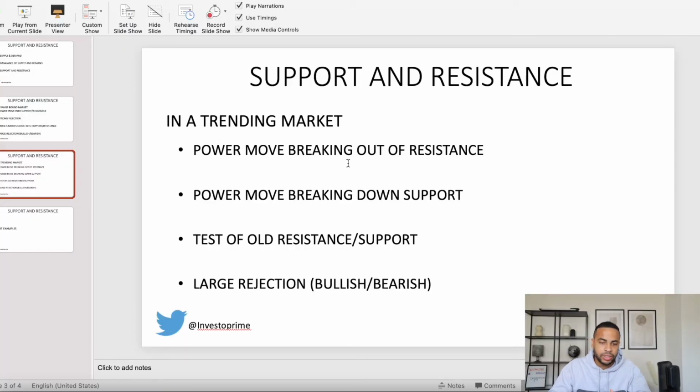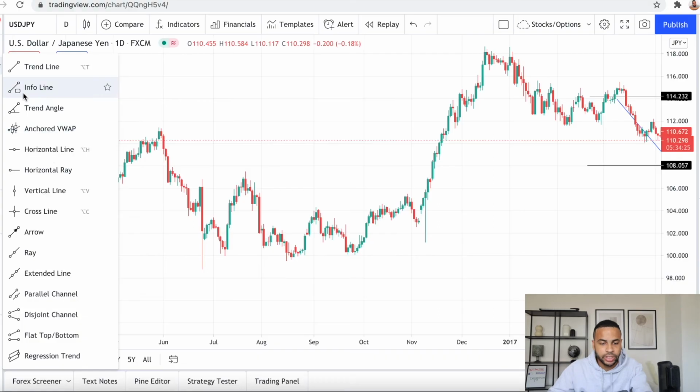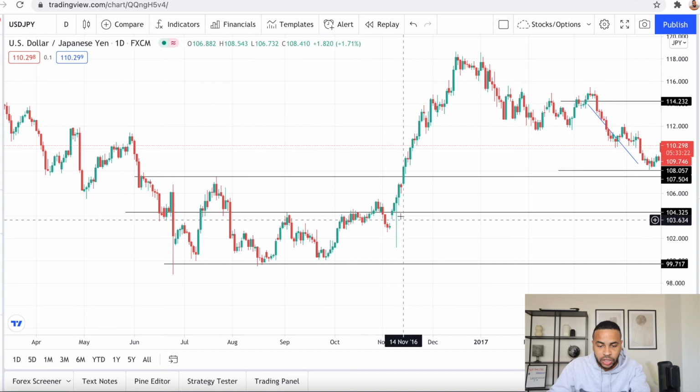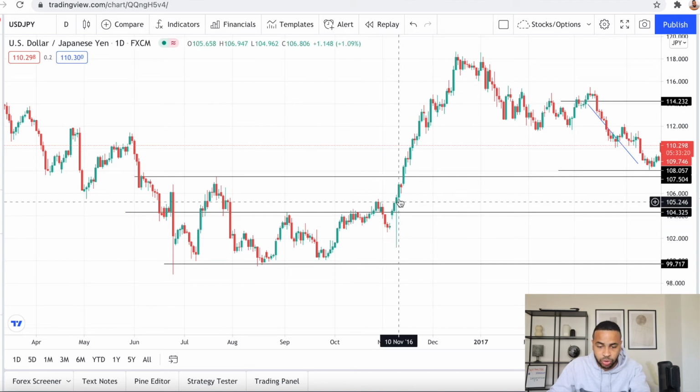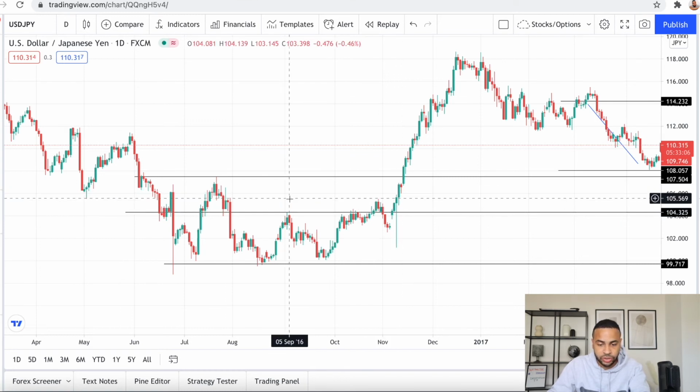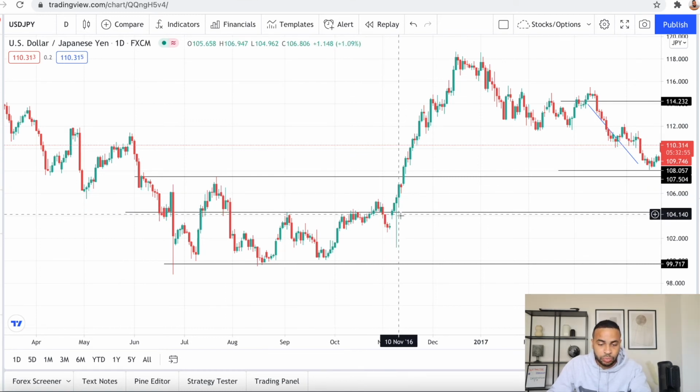We've looked at the range bound, so now looking at the trending market. With the trending market, how you identify potential good entry points and exit points are: a power move breaking out of a resistance, which is called a breakout; a power move breaking down a support, which is called a breakdown; and the test of old resistance or support, and large rejections, bullish or bearish. Again, looking at the USD JPY, the bulls broke out of the main range at 104, so broke out of the resistance, and the bears brought it back down. The bulls weren't giving up, so they tested this resistance again at 104.32, and they broke out of this successfully. From that point on, they went up to test the 107 resistance.